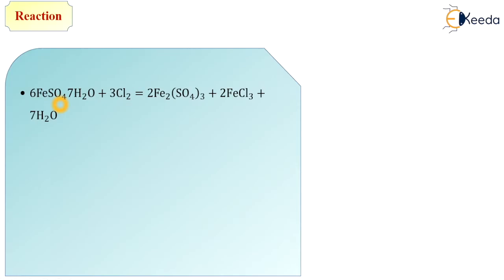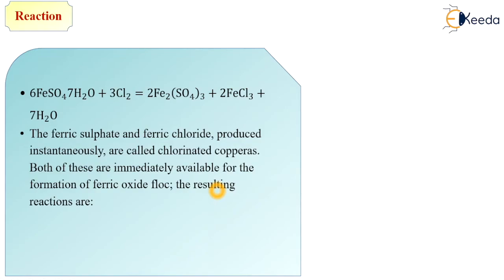Now the reaction that takes place while adding ferrous sulfate, or chlorinated copperas, to water. The chemical formula of ferrous sulfate is FeSO4·7H2O. It reacts with chlorine to form ferric sulfate and ferric chloride. The ferric sulfate and ferric chloride produced instantaneously are called chlorinated copperas. Both of these are immediately available for the formation of ferric oxide flock.